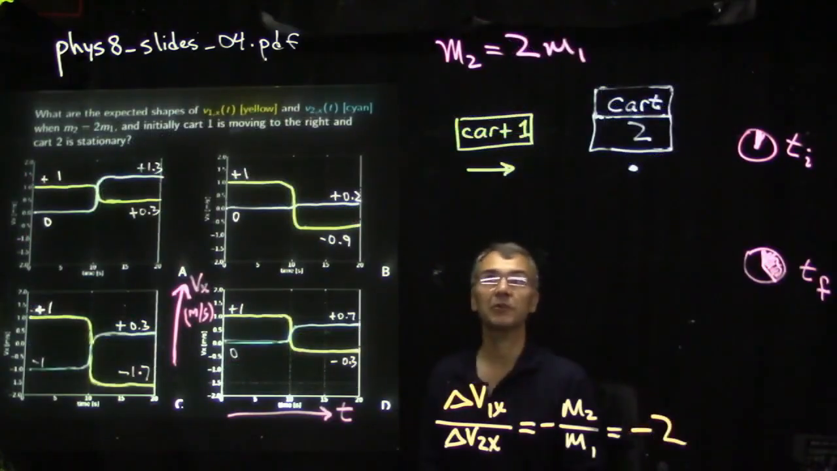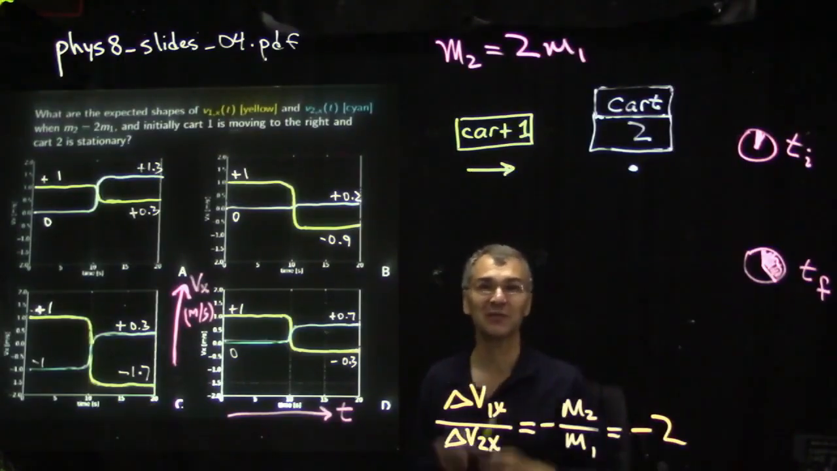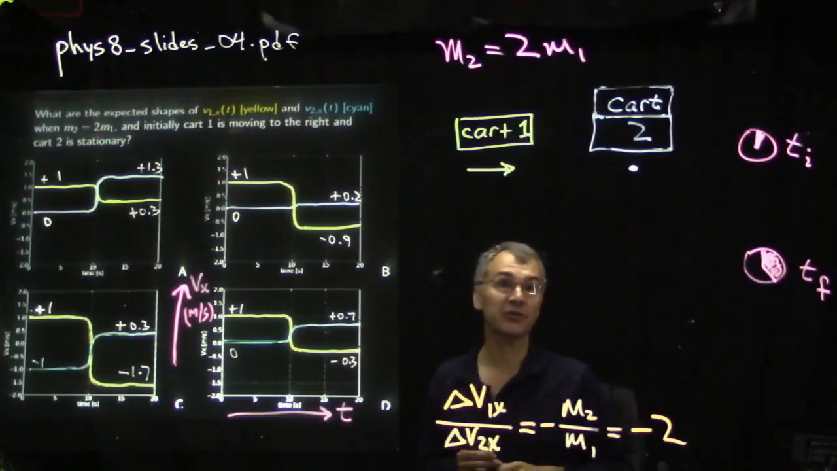For our next example, let's look at a collision between carts of different masses. Cart 2 will be twice the mass of cart 1. I drew cart 2 bigger than cart 1 to make it visually obvious. Cart 1 initially is moving to the right. Cart 2 initially is stationary. What do we expect after they collide?